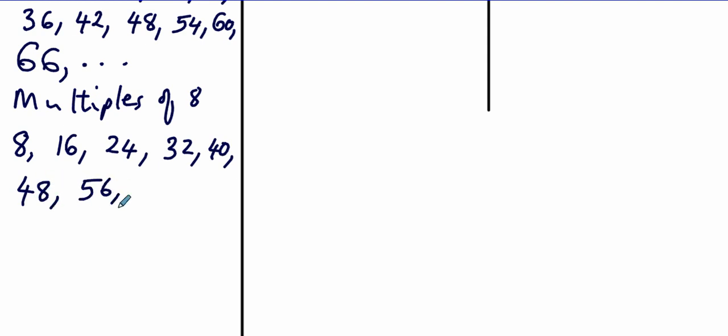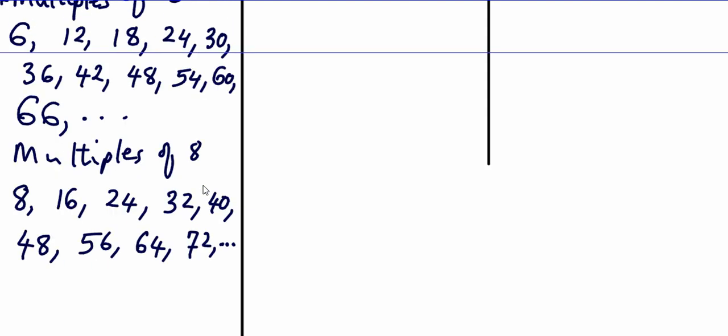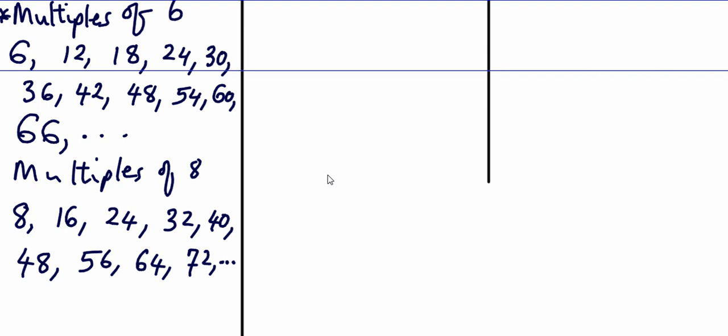You can just check for me. 56 plus 8 will be 64. Plus 8 here will be, okay, what is that? 64 plus 8 will be 72. Maybe you can stop here for sake of demonstration. Now, we already know the multiples of every single number involved over here.